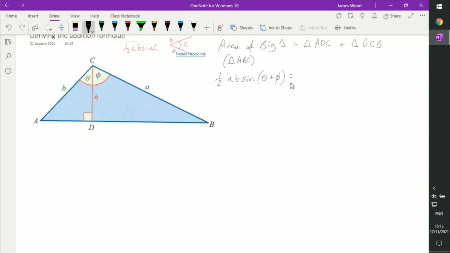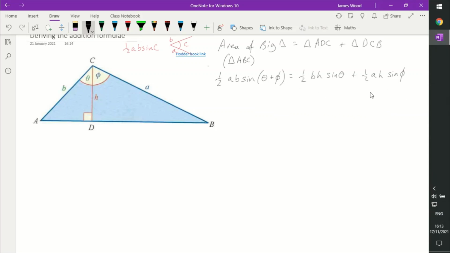Like that. The area of the triangle on the left, that's going to be half. One side is B, and the other side is h, so that's half bh sine theta, plus the other triangle on the right, that's going to be half a times h times sine phi, because we're looking at this triangle here.